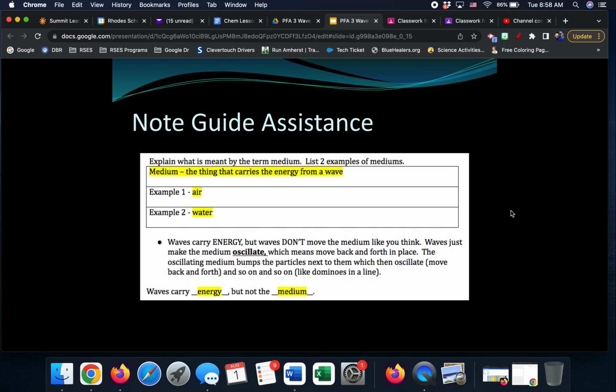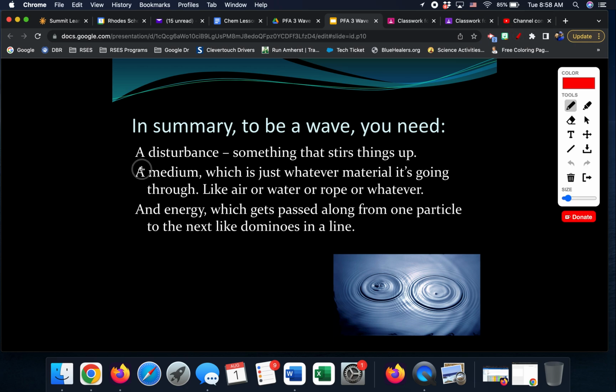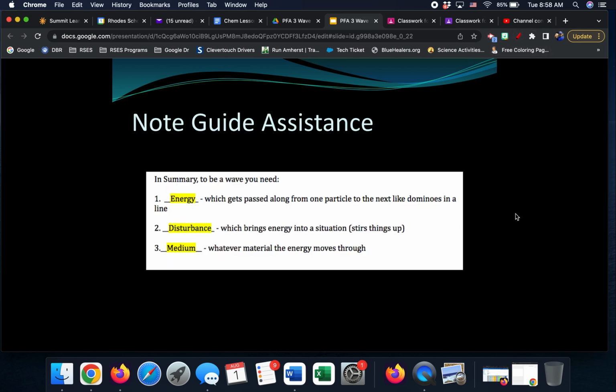Go ahead and press pause and put this into your notes. So the big 3 words right now, big things: disturbance. That's where the energy enters and comes into the system. The medium, what does that energy move through? We've already talked about water, air, slinky, and energy. That's what's transferring. That's what's moving. So pause and add that to your notes.